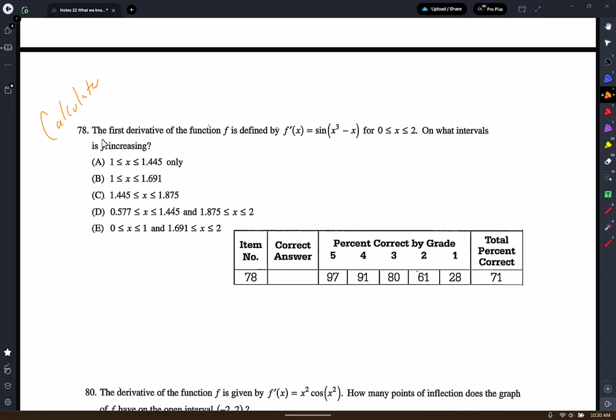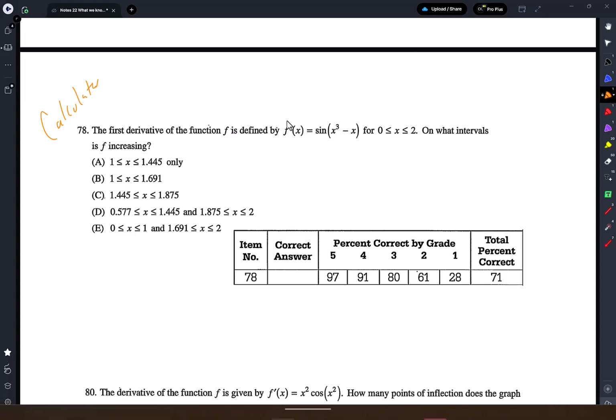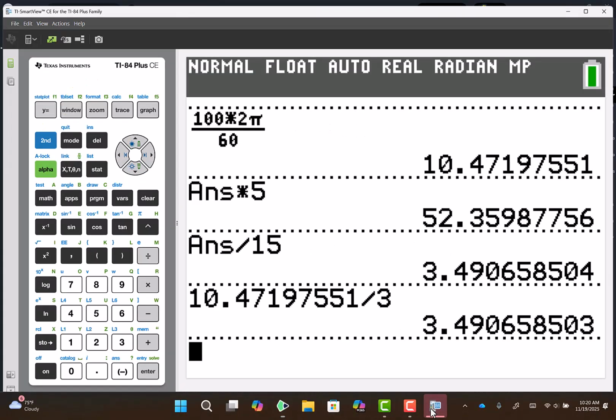I can see a lot of you guys typing it in. You guys probably already know what to do. I'm going to start reading it. The first derivative of the function f is defined by, and they give me this function. On what intervals is f increasing? Okay, give me the definition. f is increasing whenever f prime is positive. Perfect. So I'm just going to type this into my calculator.